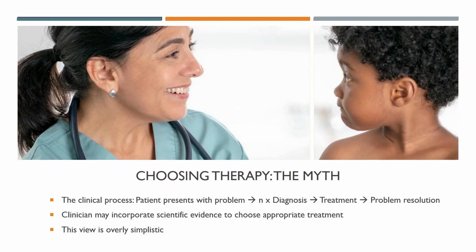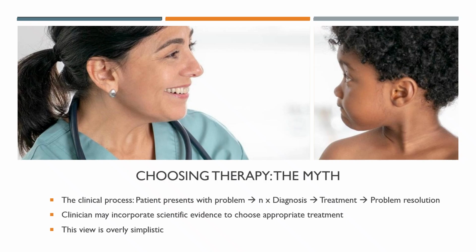So let's talk about the myth of choosing therapy. At first glance, the clinical process might seem straightforward. A patient presents with a problem, the clinician makes a diagnosis, the treatment is chosen, the problem is resolved. It sounds neat and linear, almost like following a flowchart. Clinicians may even use scientific evidence or guidelines to select the quote, unquote, right therapy.